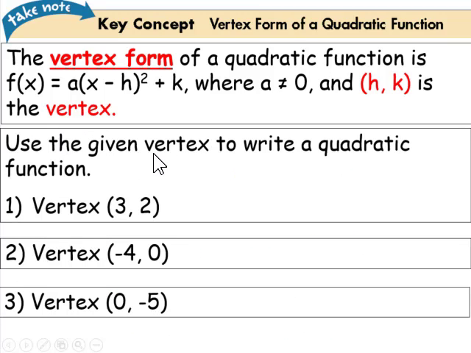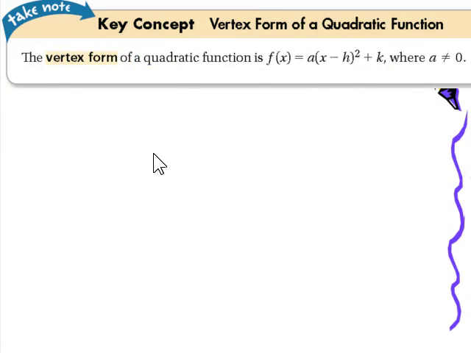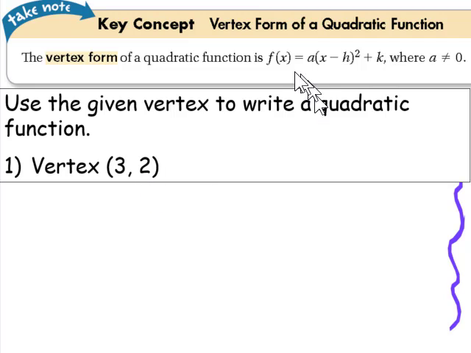Use the given vertex to write a quadratic function. When we write this one out, remember f of x is equal to a times x minus h squared plus k. So h, when we write down h, we're going to say minus 3 and plus 2.